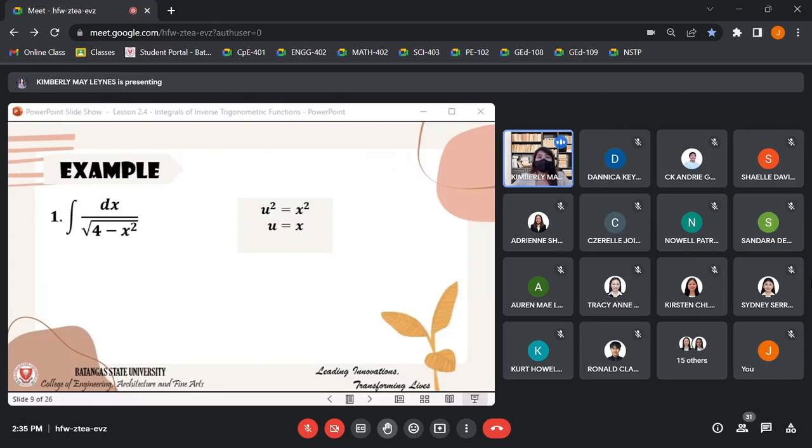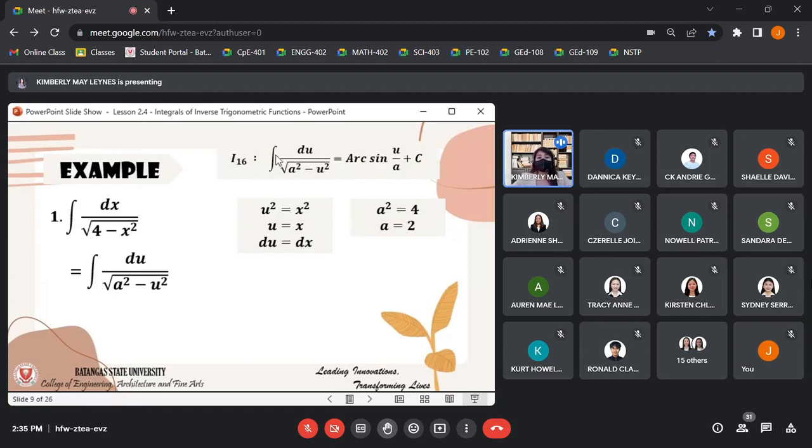Okay, so makikita naman natin ngayon, makukuha natin yung value ng a, which is the constant a squared is equal to 4. Square root ni 4 ay 2. So, a is equal to 2. Substitute lang natin integral ni du over the square root of a squared minus u squared na kung saan po apply natin sa formula number 16. Kasi sa 16, we have the integral of du over the square root of a squared minus u squared, arc sine of u over a plus c.